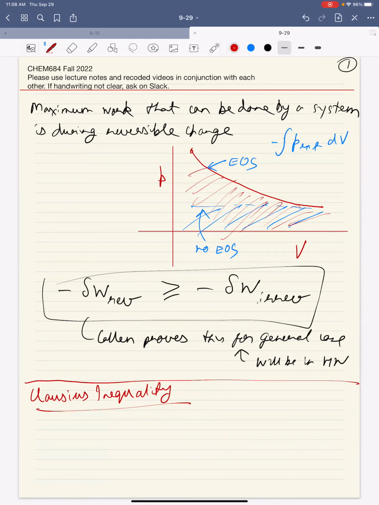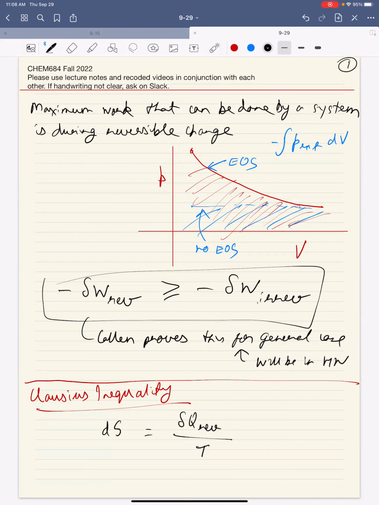So we saw earlier, a few classes before, that dS is equal to delta Q reversible by temperature. Does anyone remember how we proved this? What do you think? No, simple. What do you think? You remember?